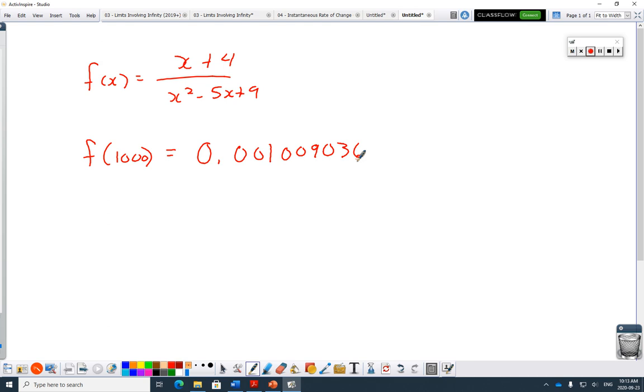There's a way to look at this function and know that you were going to get close to 0 by just looking at the degree of the function at the top and bottom. So without doing all the subbing, I'm going to talk about what happens if I sub in x equals 1,000. Look at the numerator there. The numerator is going to be 1,000 plus 4. That's a pretty big number. 1,004. This function is going to be huge.